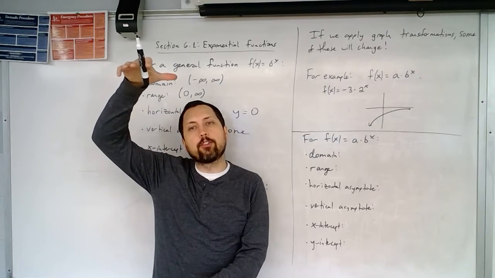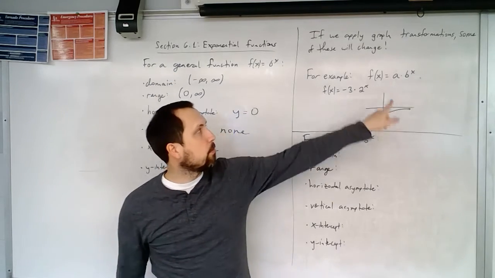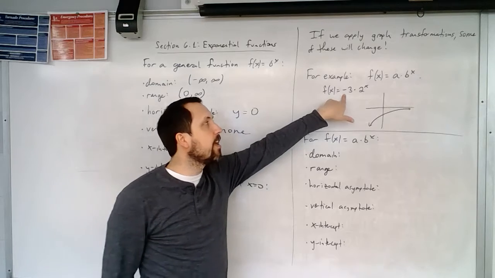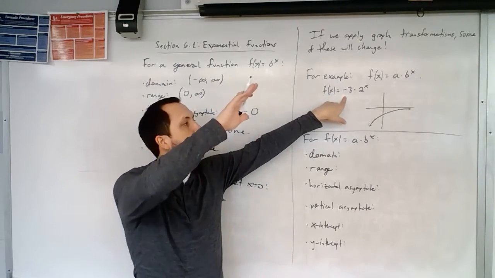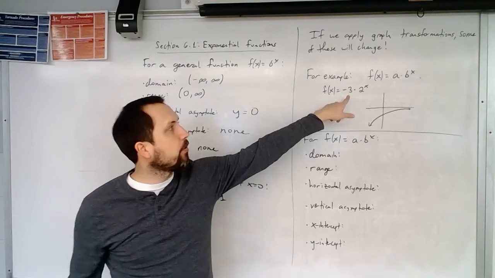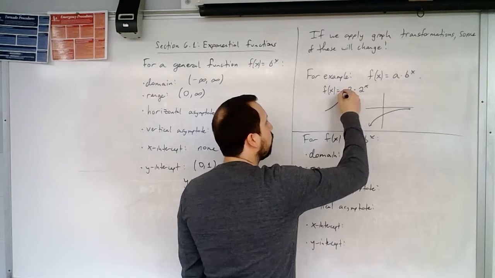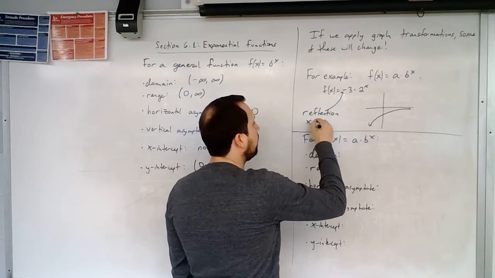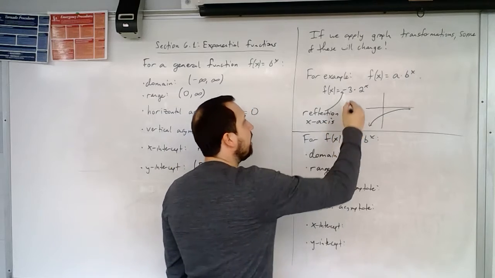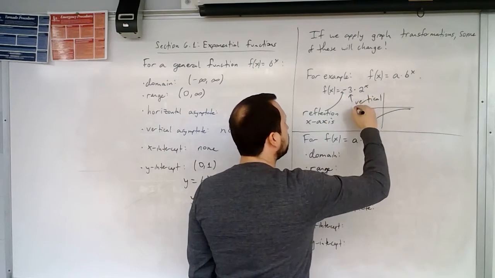If that's between 0 and 1, then it would be vertical compressing. And if this number is negative, that also corresponds to the graph transformation of a reflection over the x-axis. So if we were to graph -3 times 2 to the x, this negative corresponds to a reflection over the x-axis, and this 3 corresponds to a vertical stretch by 3.